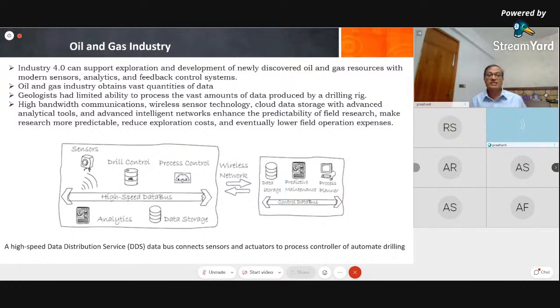So the oil and gas industry actually deals with a lot of data, and with the data, if you do a big data analysis, you should be able to make out whether there's a chance of finding oil or not, because you have the data from the nearby oil wells as well. These days they use a lot of machine learning and artificial intelligence in the oil and gas industry, and that is one important component of the Industry 4.0 concept.